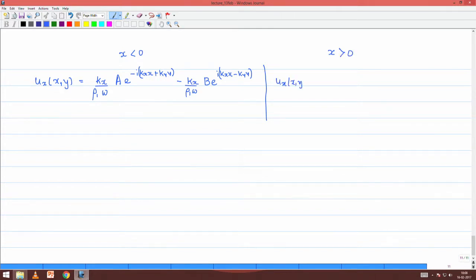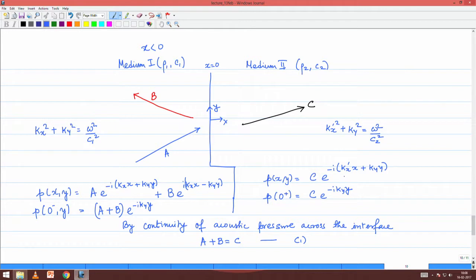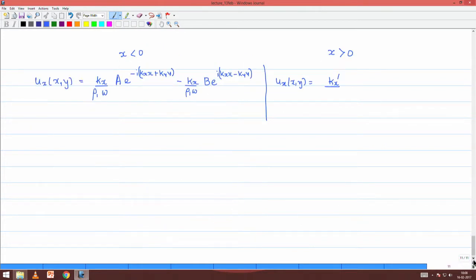And for x greater than 0, u x (x, y) is going to be k x prime this time, because the wave number associated in the x direction is denoted as k x prime for the region of x greater than 0, the right hand region if you so wish to call it, and the density in this region is rho 2. So, that changes things. So, C e to the power minus i (k x prime x plus k y y).